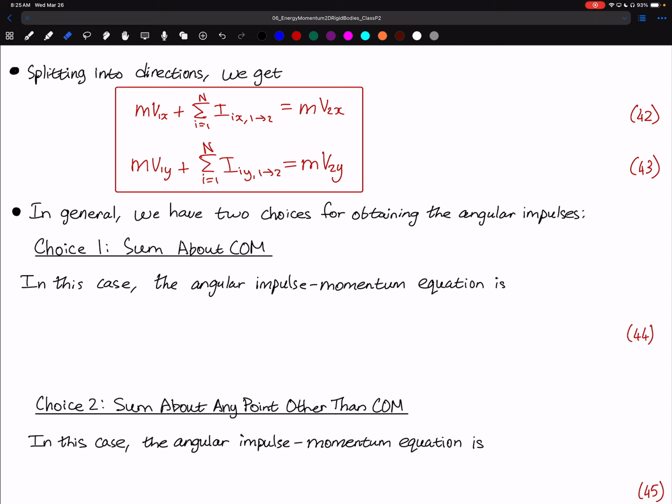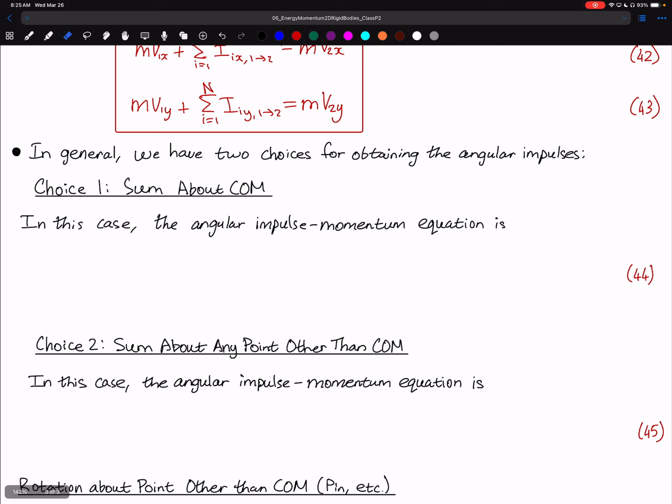Okay, so for angular impulse momentum, we have two choices. The first is that we can do summation of the moments about the center of mass, and the second choice is we can do summation about any other point. And then in this subcategory, we'll talk about when you have rotation about some point other than the center of mass, such as where something's pinned or so on. For right now, we're looking at cases where there is rotation about the center of mass. Okay, so for choice 1, we can sum about the center of mass.